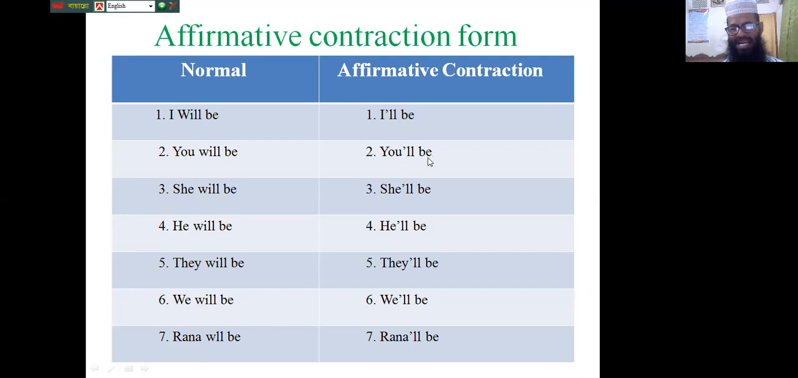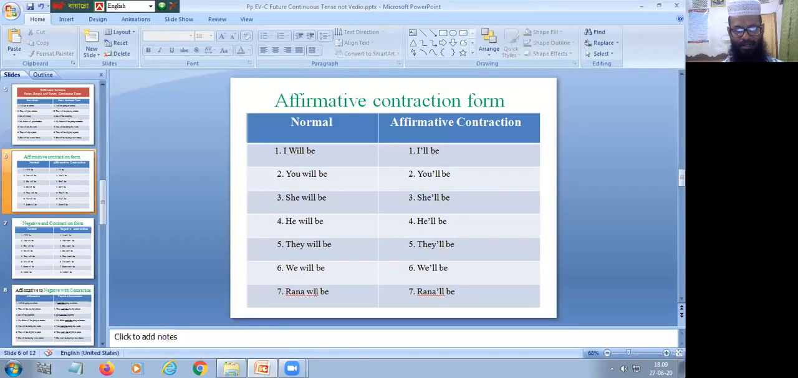You will be, you'll be. Contraction is a short pronunciation, not a long pronunciation. She will be is a long pronunciation. She'll be is a short pronunciation. Where there is contraction, your pronunciation will be very short. He will be, he'll be. They will be is long pronunciation. They'll be is short pronunciation. We will be is long. We'll be is short. Rana will be, Rana'll be.